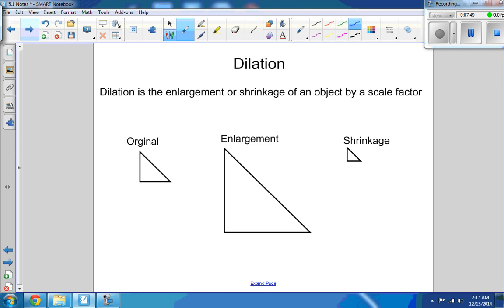Dilation. Dilation is an enlargement or a shrinkage of an object by a scale factor. So if my original triangle is here, I increase it by 2 times, and I get this. But if I halve it, I get the shrinkage. So dilation is just increasing or decreasing the size of your original object.